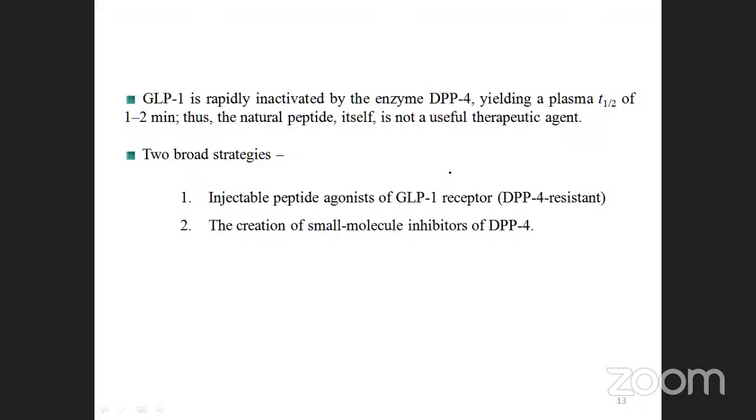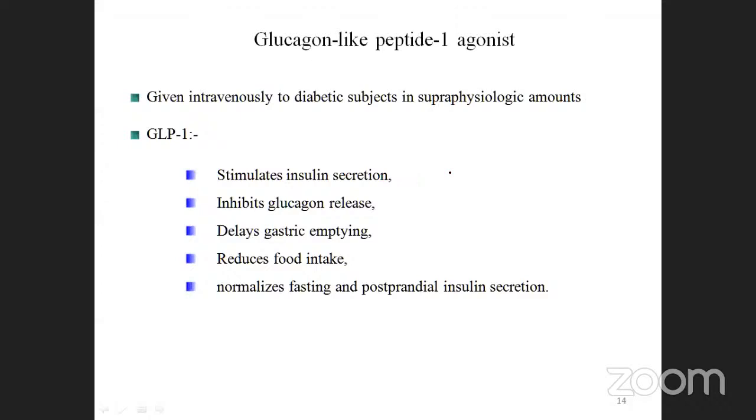Similarly, there are certain kinds of beta-lactam antibiotics which are resistant to beta-lactamase. So we have synthetic GLP-1 receptor agonists which are resistant to DPP-4. On the other side, we can block DPP-4. So we have both: GLP-1 receptor agonists and DPP-4 inhibitors, right? If you give a GLP-1 agonist, these are all peptides, no? So that's why you cannot take them by oral route.